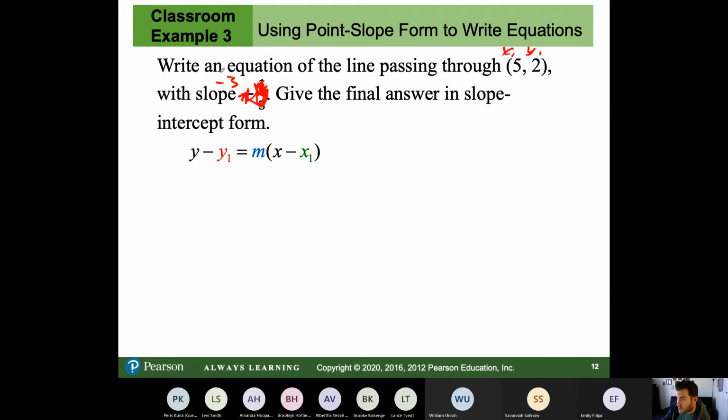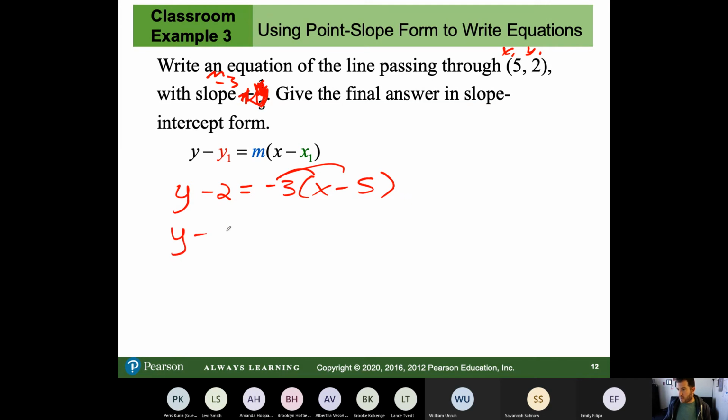x1, y1, m, right? So I get y minus 2 is equal to negative 3 times x minus 5. Do we all agree? y minus y1, which is a 2, m, x minus x1. Next step, distribute. Remember, you're distributing a negative 3, right?